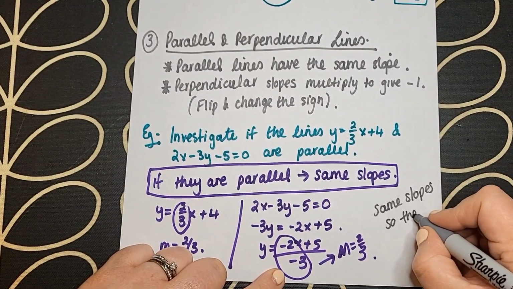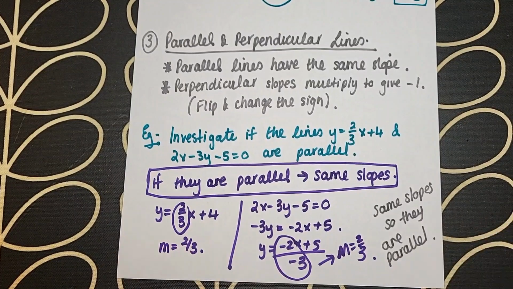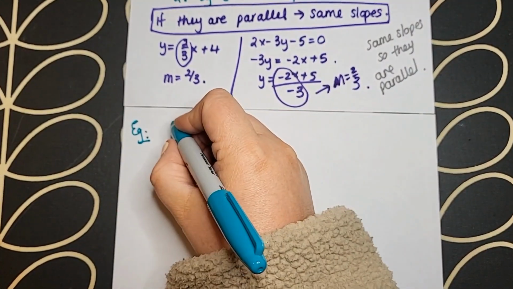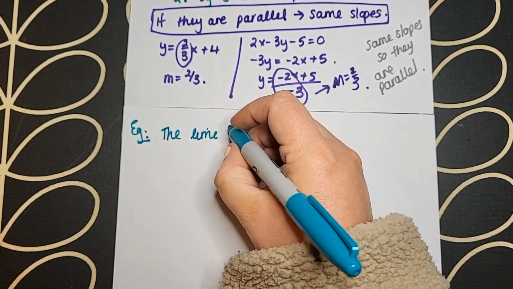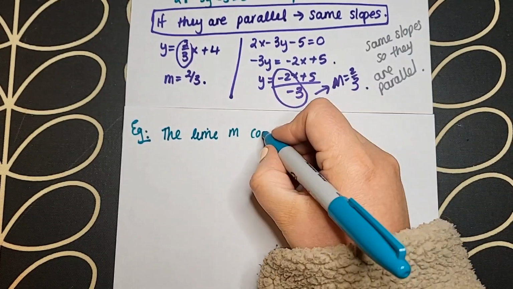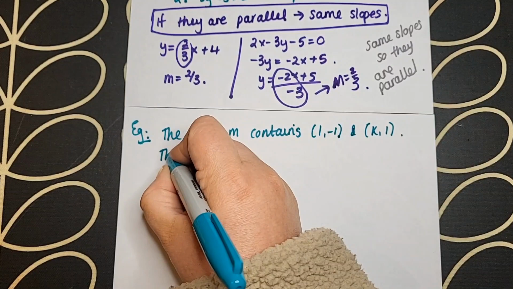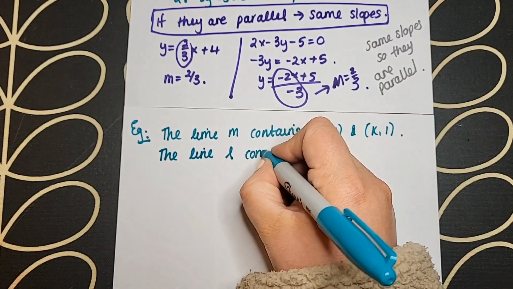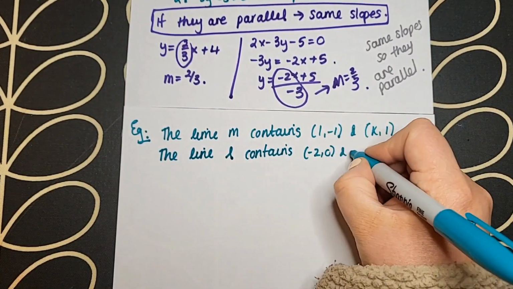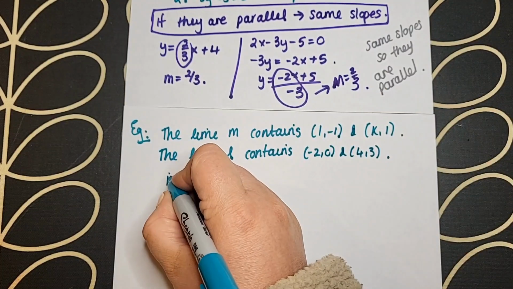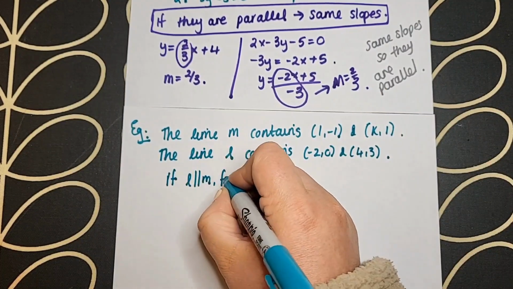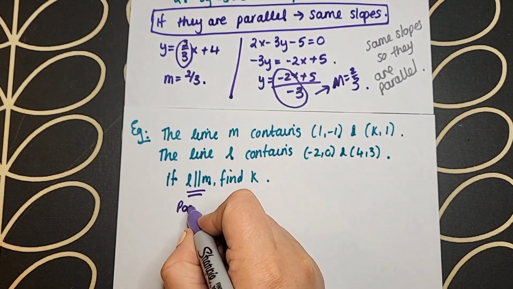It's as simple as that. So let's look at another example. Again, we have a K value, we have something that's missing. We've got the line M and the line L, and we've got points on either of those lines. And they ask us, if the line L is parallel to M, find the value of K. And you can see the little two straight line symbol there indicating parallel.